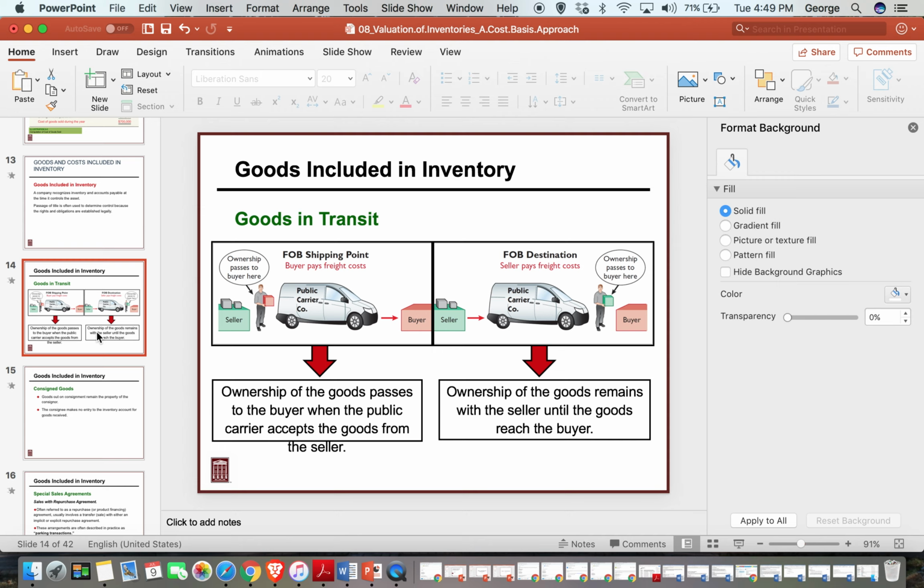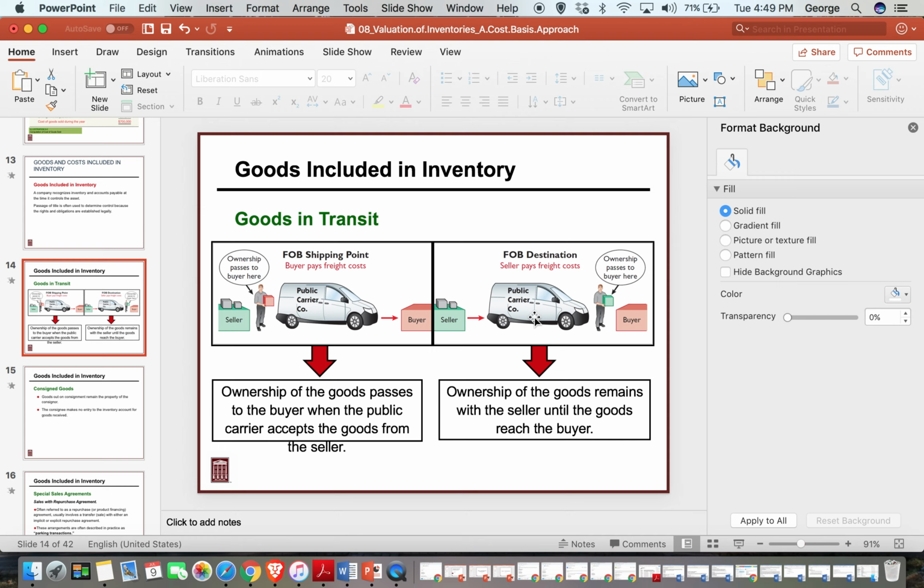So when the goods are loaded onto the carrier's van. On the other hand, the seller will pay the freight cost over here, right, when ownership passes to the buyer. Because if the seller is paying for the freight costs, then the seller will own the goods and has control of the goods as the goods are in transit. Once the goods are no longer in transit and they're at the buyer's place of business, ownership will then pass. Title to the goods will then pass to the buyer.